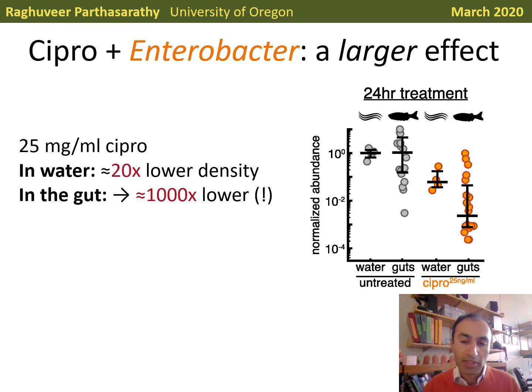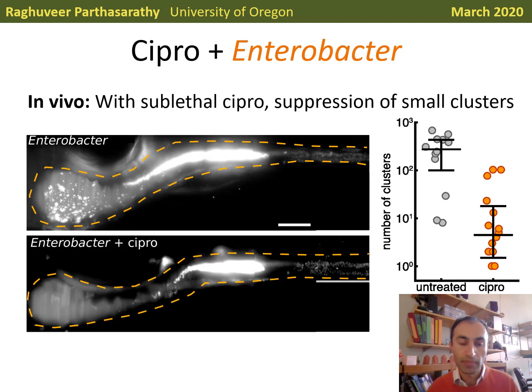Again, weak antibiotics drop the concentration of Enterobacter in the water by about a factor of 20, but they drop the concentration in the gut by about a factor of 1,000 relative to the untreated case. So an even larger effect than the other species. How can this be? Again, imaging shows us something quite dramatic: normally you have large clusters and small clusters, but with this weak antibiotic, we see an enormous suppression of small clusters.